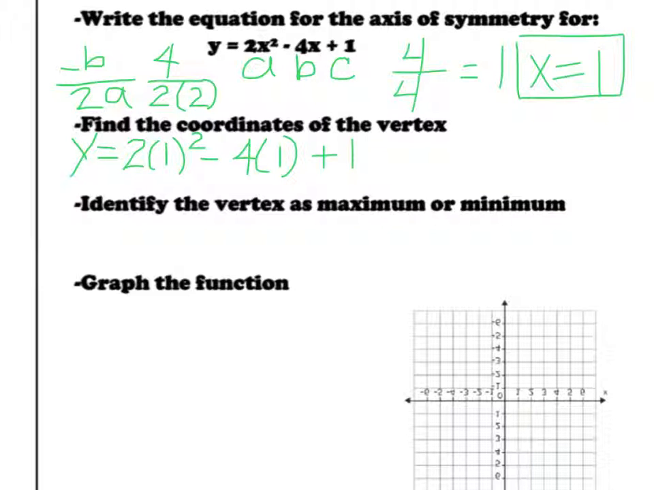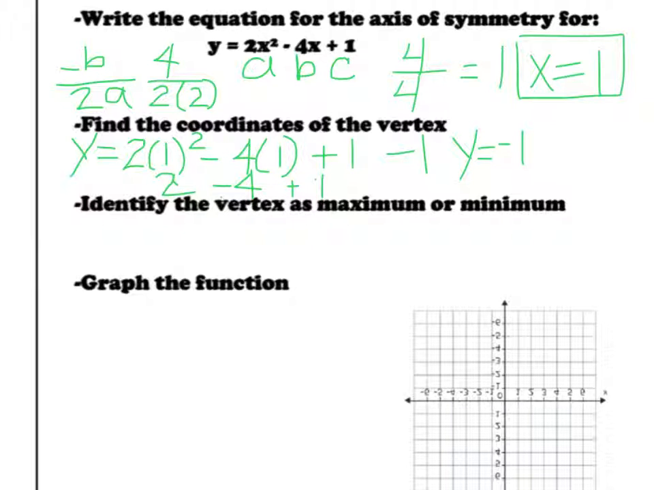So I've rewritten the equation, but instead of using x's, I plugged in 1. Let's look at our exponent first. 1 squared is still 1. So 2 times 1 is still just going to be 2. Negative 4 times a positive 1 gives me a negative 4. And we're just going to carry down that plus 1. So 2 minus 4 gives me negative 2, and then negative 2 plus 1 is going to give me a negative 1. So I just solved for a y of negative 1.